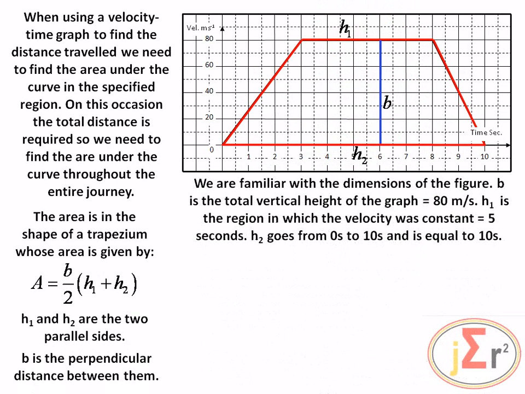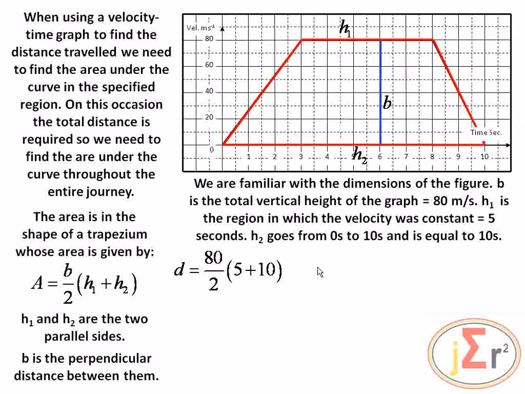We are familiar with the dimensions of the figure. B is the total vertical height of the graph, right there, which is 80 meters per second. H1 is the region in which the velocity was constant, from here to here. And that we know to be 5 seconds. H2 is the entire distance here, or the entire interval here, and that is equal to 10 seconds.